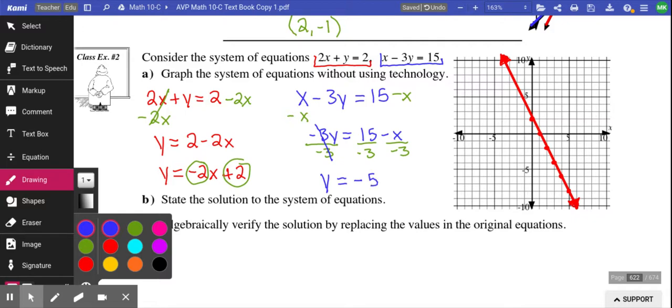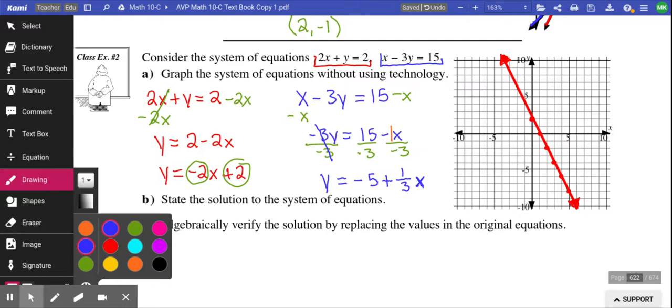Perfect. The next one's tricky. You have to remember that there is an invisible 1 right there. That is -1x. So what I'm really doing is -1 divided by -3, which will become +1 over 3. We don't like to use decimals. We like to use fractions. So that becomes 1 over 3 x. And then I can graph this thing.